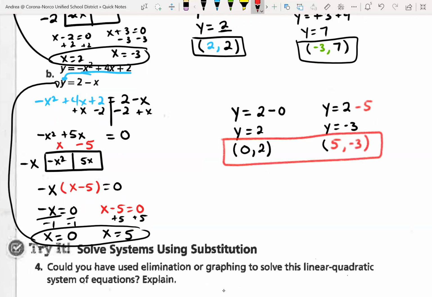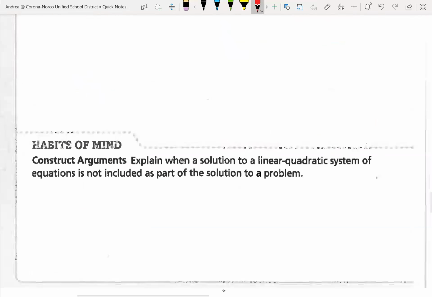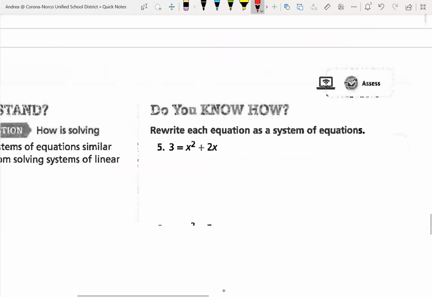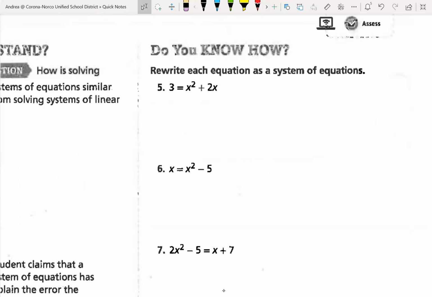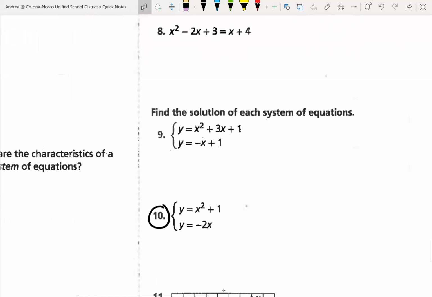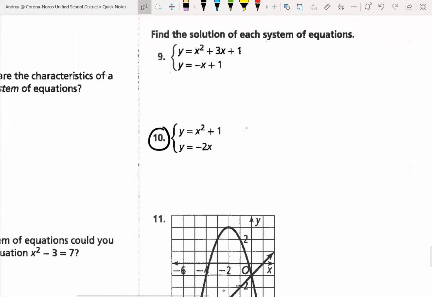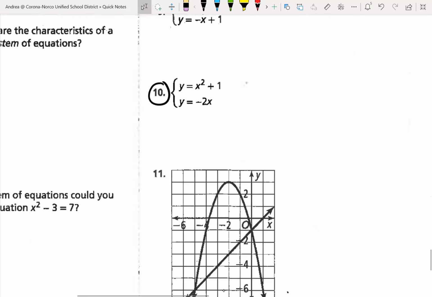Any questions over that? How are we doing? Okay, we're going to go to the next page. Okay, I'm going to have you guys do number 10.